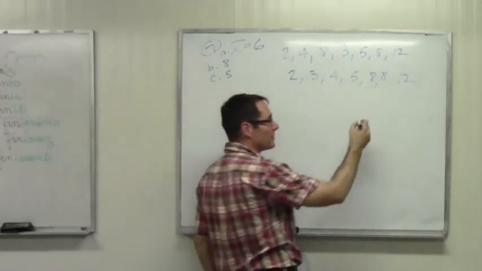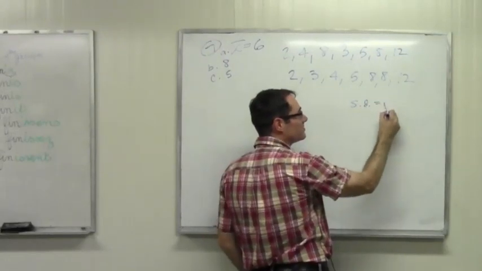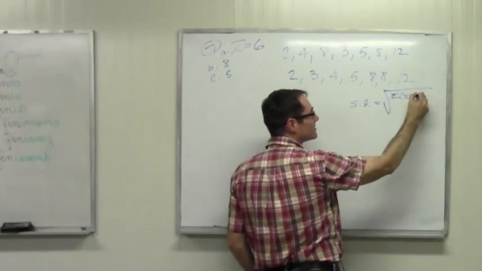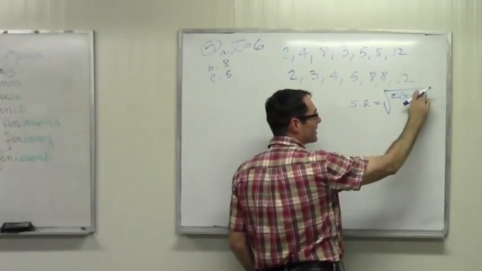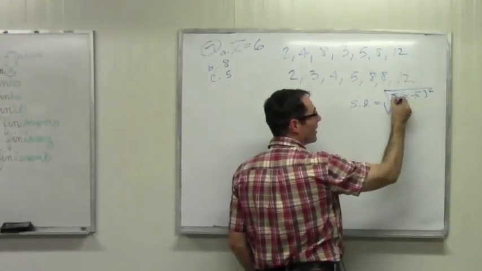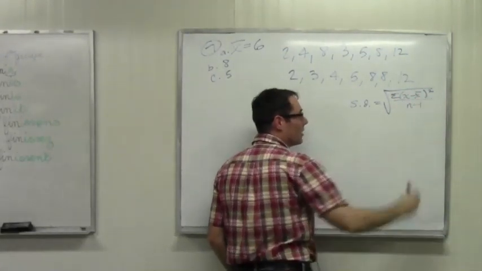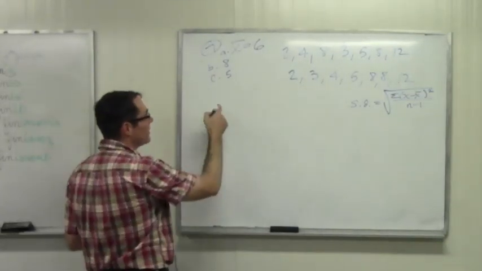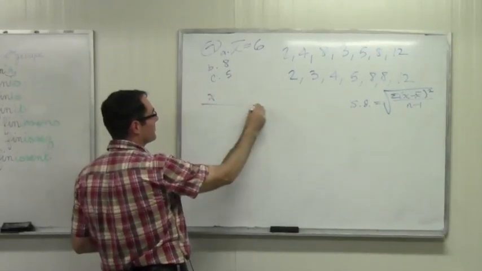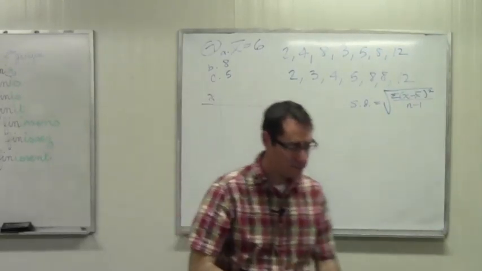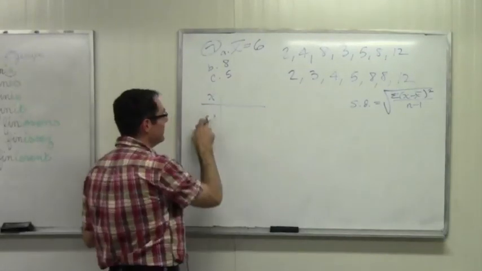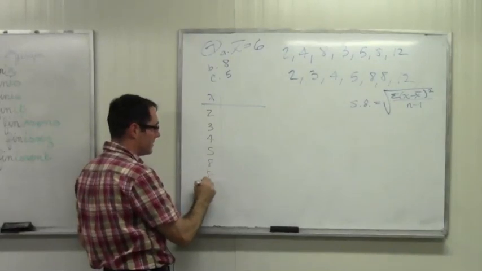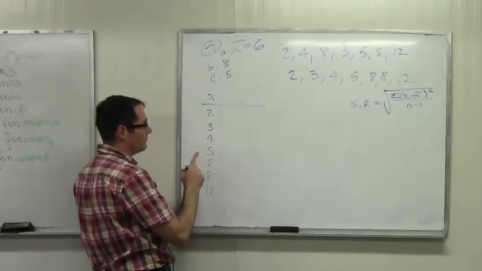Now, the standard deviation. There is a formula on your formula sheet that says standard deviation equals the square root of the sum of x minus x bar, the average, squared, divided by n minus 1. And so now is when you put the chart together. You say, OK, I'm going to have x. And then I'm going to write down all my x values. 2, 3, 4, 5, 8, 8, and 12.